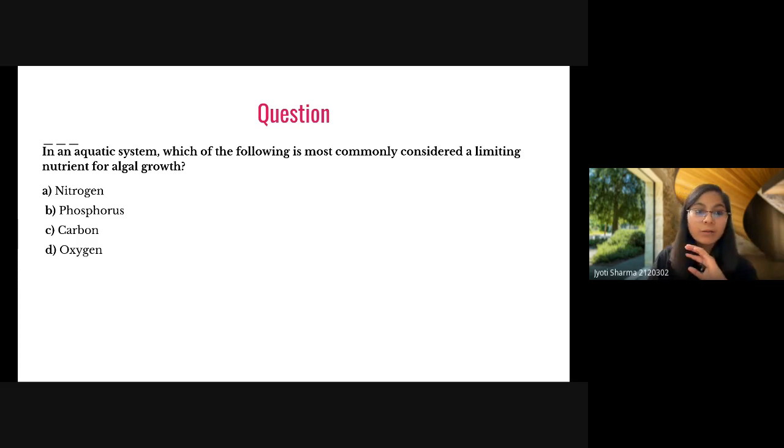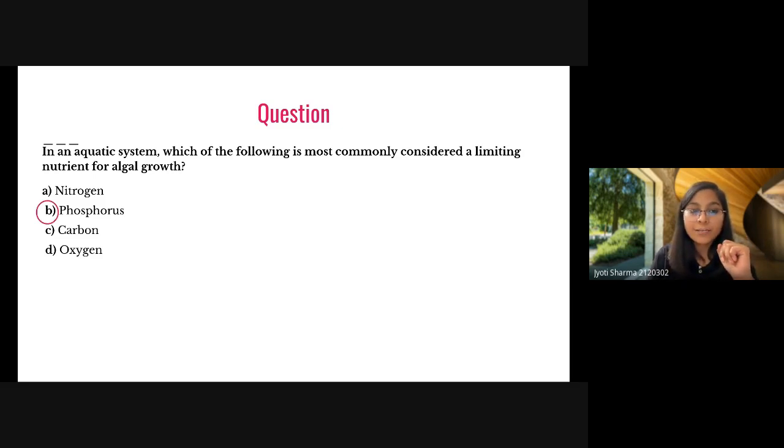So this will cover all your water body with the plants, and this is how this will lead to the death of the water body. And so can you tell me what is the limiting nutrient for the algal growth in the water body? So yes, most of the time this is phosphorus.